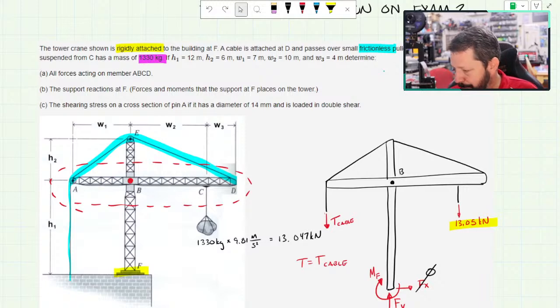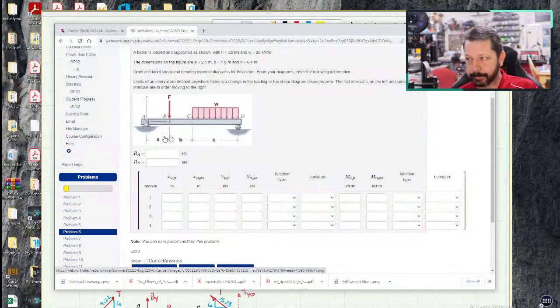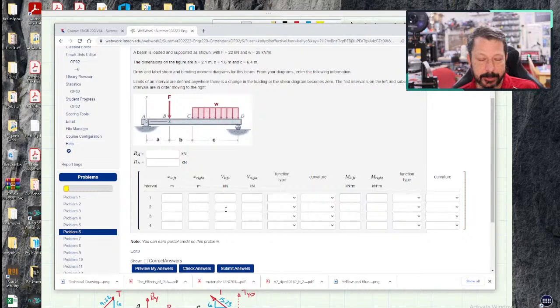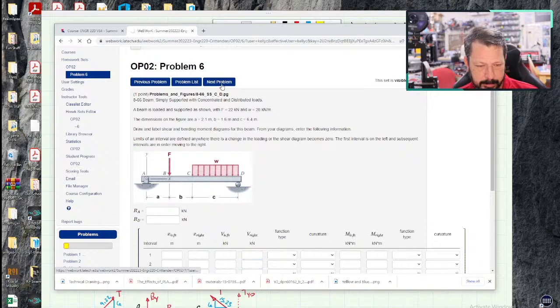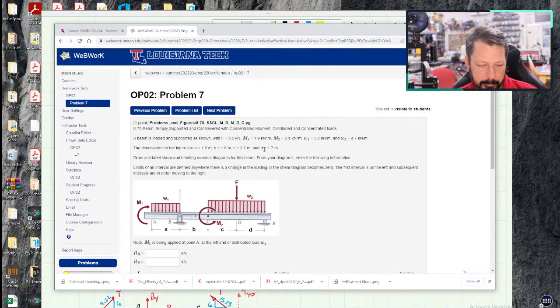Same thing here. These where you're trying to draw a shear and bending diagram, with all these blocks and everything, we're not doing that on exam 2. That's just a harder version.